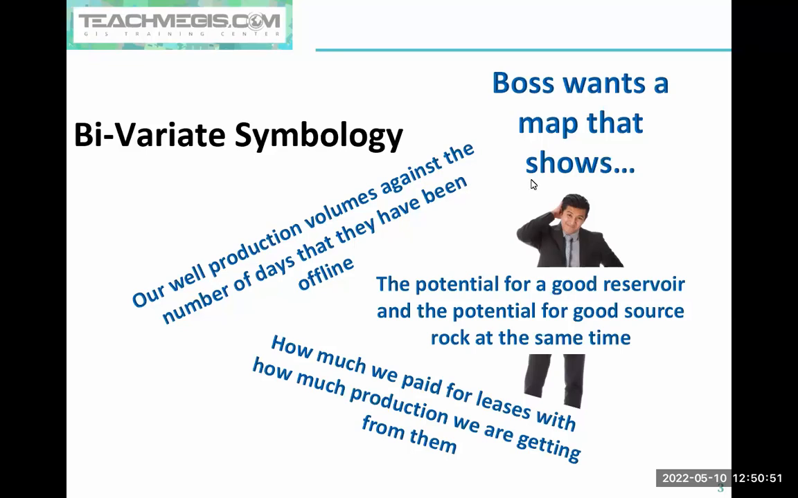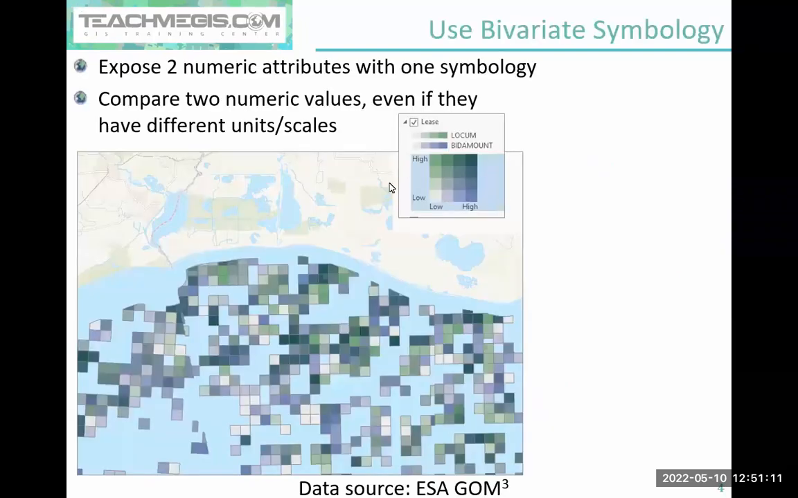Well, there are lots of ways depending on whether those attributes are both numeric or one's numeric and one's text, or they're both text. But in this case, we're going to focus on two numeric values and you want to show them at the same time without actually changing anything in the table or doing any calculations. So you do that with bivariate symbology. It allows you to expose two numeric attributes with one legend or one symbology type. And you can compare those two numeric values even if they have different units or different scales.